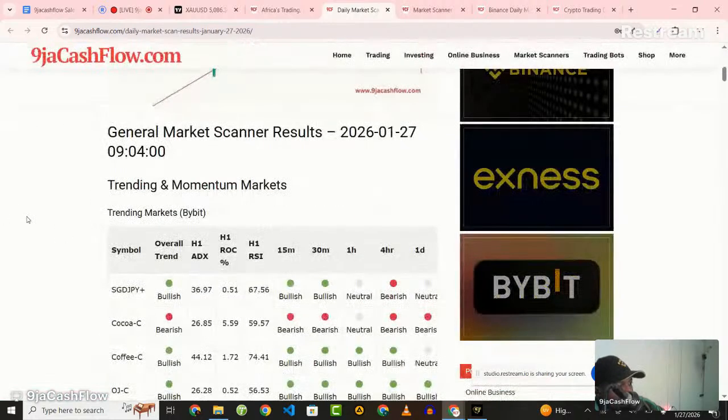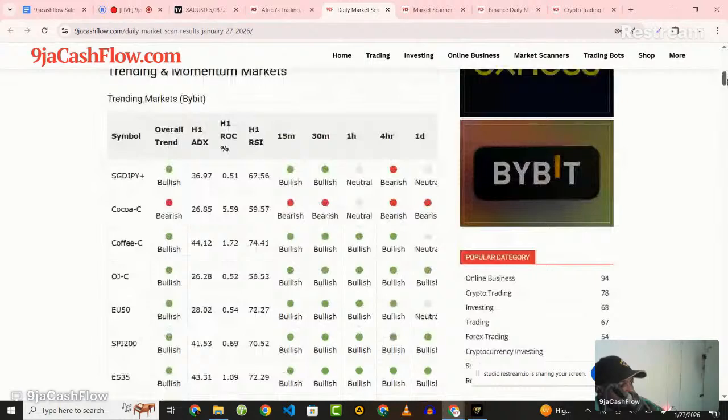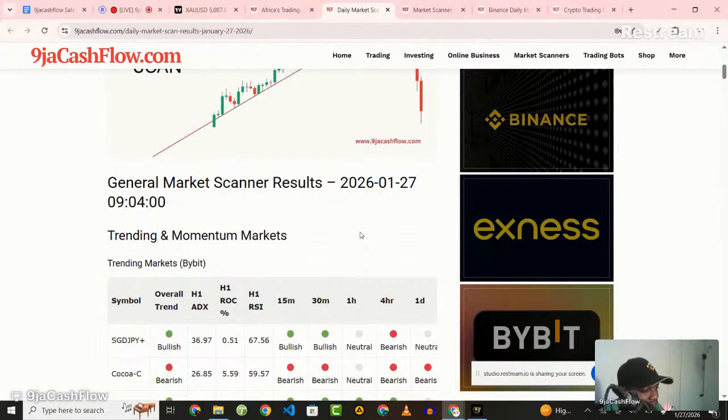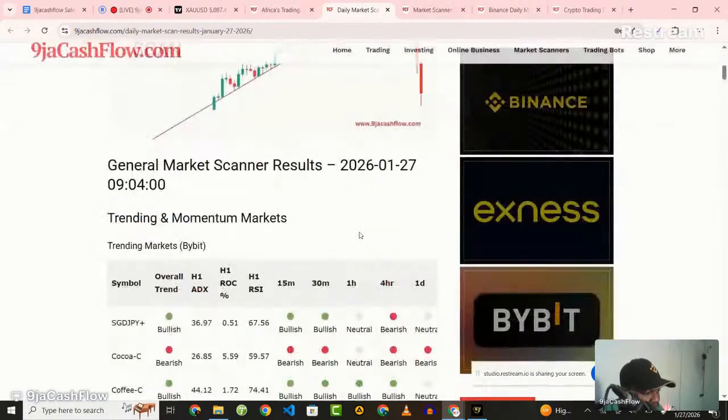Okay, so if you click on market scanner, you see that first we have trending and momentum market. So trending and momentum markets are markets that are actively moving. These markets are moving strongly. So if you see a good setup, a good risk to reward setup, and you enter it, most likely you are not going to wait too long to know whether you made profit or losses. Right? You don't have to keep checking, right? That's investing. So these markets that you are seeing here, they are currently trending, they are moving fast.